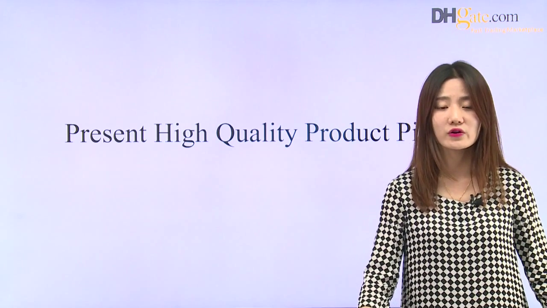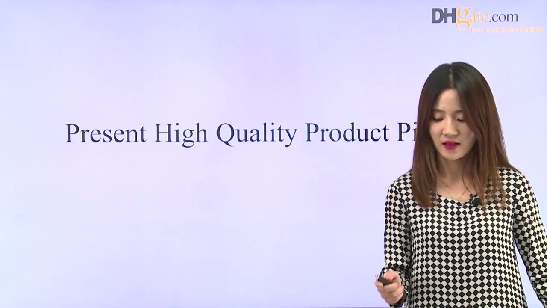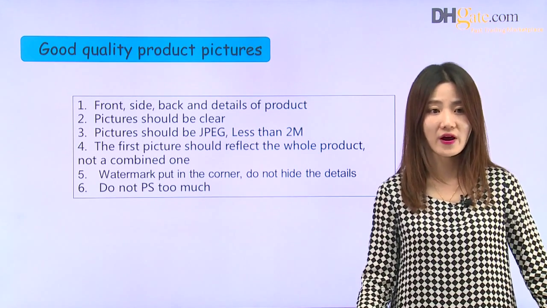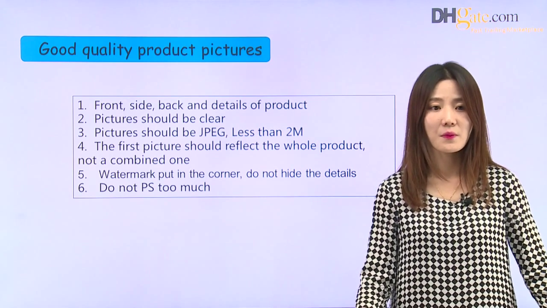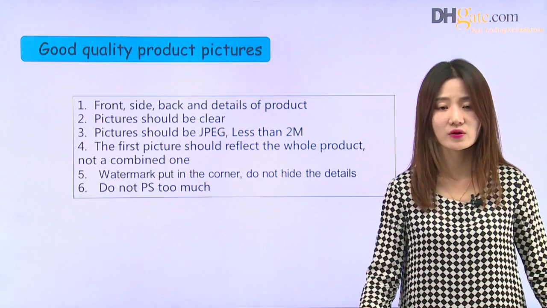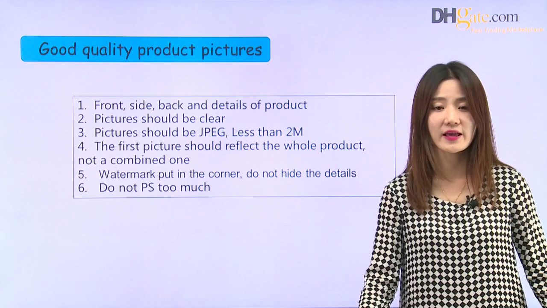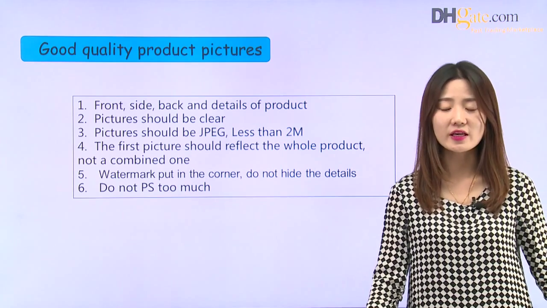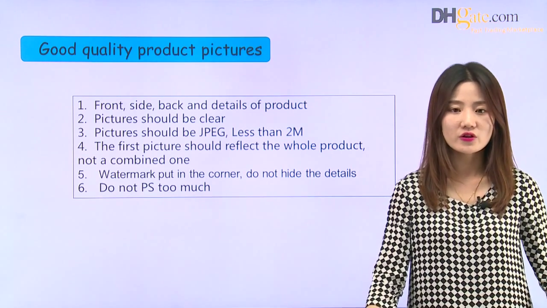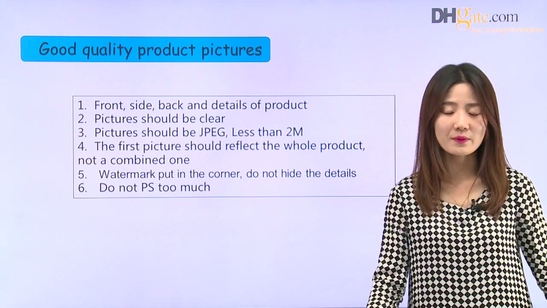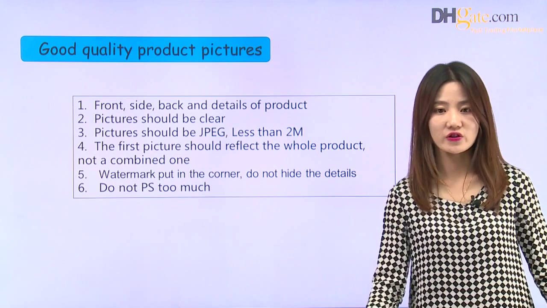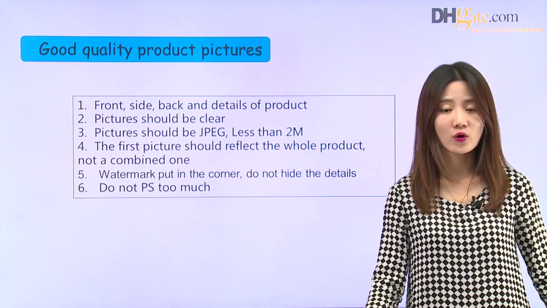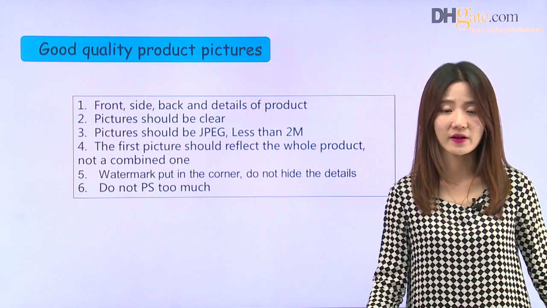So, what are good quality product pictures? Let's see. The product pictures should include front, side, back, and details of the product. Multi-angle display is important. Pictures should be JPEG, and each picture should take up less than 2 MB. The first picture should reflect the whole product and be a single picture instead of a combined one.